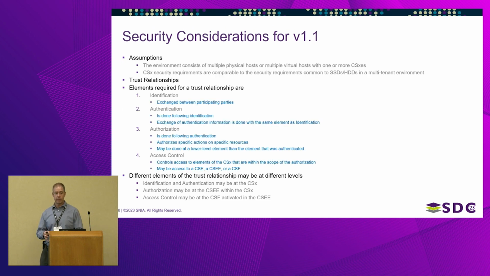So what we have been doing is extending that quite significantly. It's a little bit of an eye chart, apologize for that. So for 1.1, we've simplified the assumptions quite significantly. There are only two now instead of three. The assumptions that exist now are that the environment consists of multiple physical hosts or multiple virtual hosts with one or more CSXs. That probably sounds more like what we have today in terms of an actual data center type environment, where you have multiple hosts that could be sharing things.